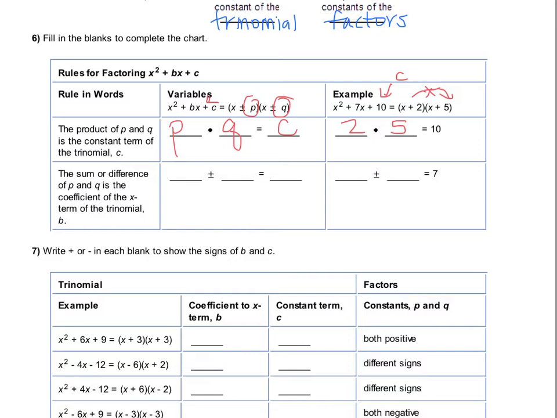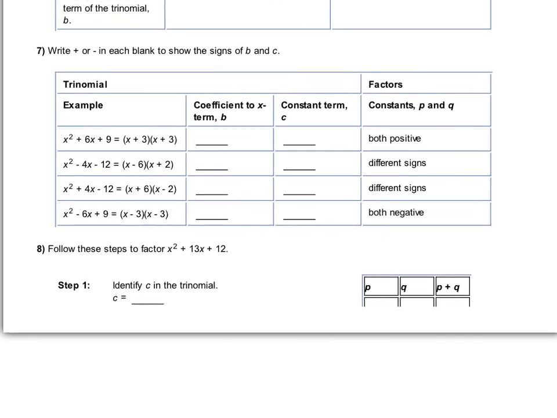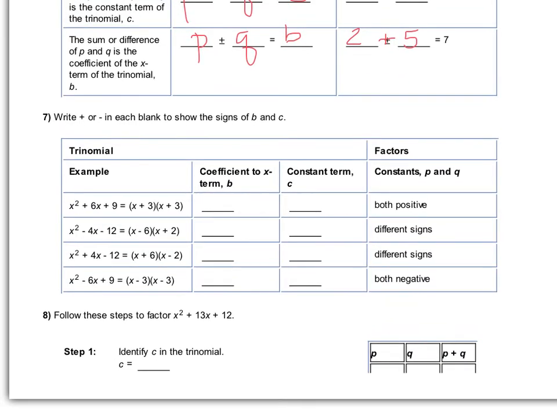The other thing you need to know is that the sum or difference of P and Q, so P plus Q or P minus Q, is always going to equal B, the coefficient of the x term. So in this case, 2 plus 5 is going to equal 7. That will always be true. There are some rules that go along with factoring here.